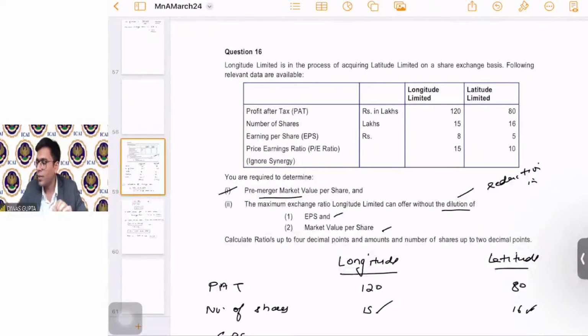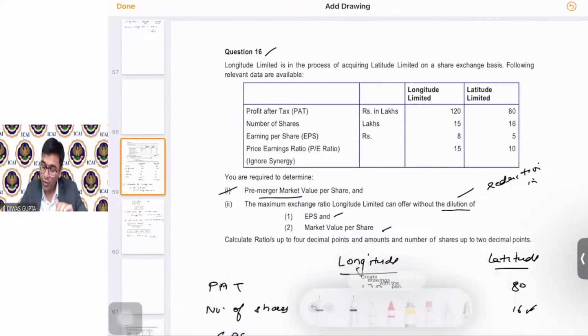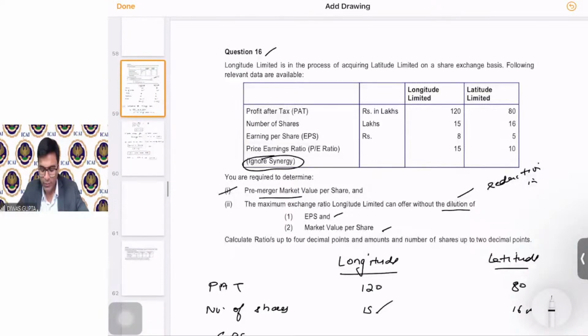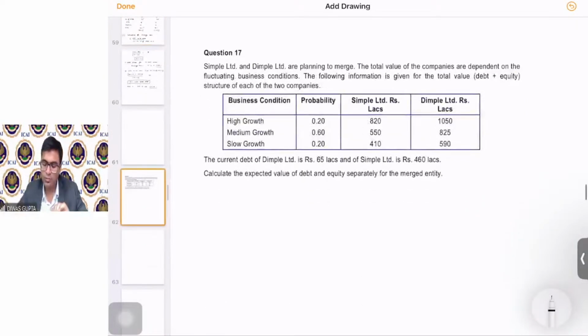Now, Kumari Jyoti, to answer your question, in this question it is not mentioned specifically anywhere that there is any synergy. Here it is mentioned, ignore synergy, right? So that means we have to ignore synergy. We'll have to go with what is mentioned in the question. Question number 17, students.